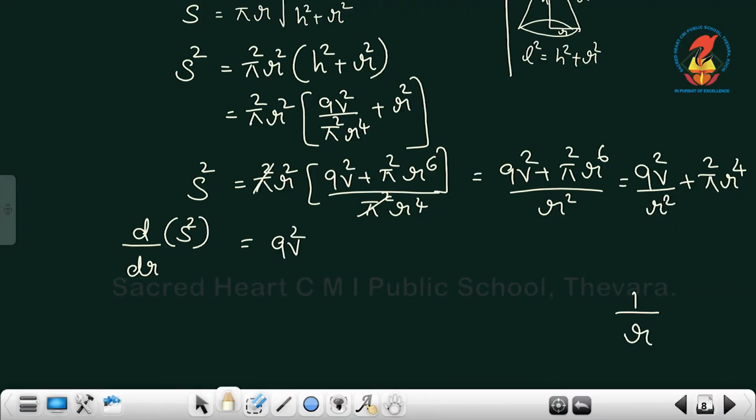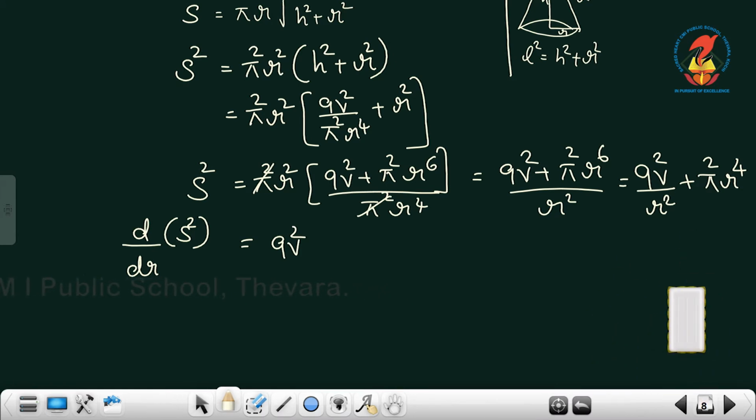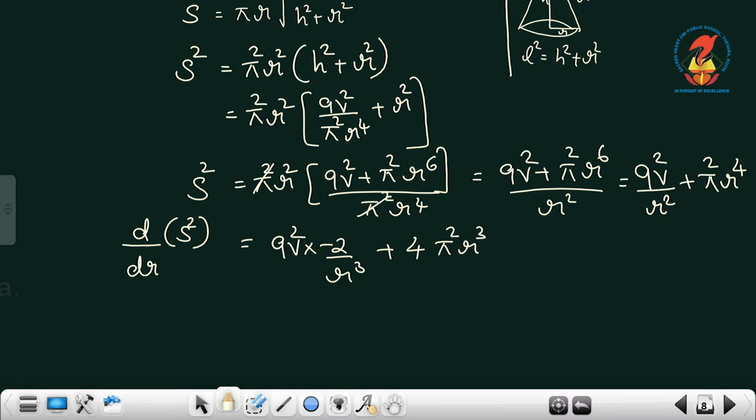So right side, 9v square is a constant. Then 1 by r square. What is the derivative of 1 by r square? That is r raised to minus 2. So minus 2 r raised to minus 3, or minus 2 by r cube, plus 4 pi square is a constant, r cube, or that is minus 18 v square by r raised to 3.